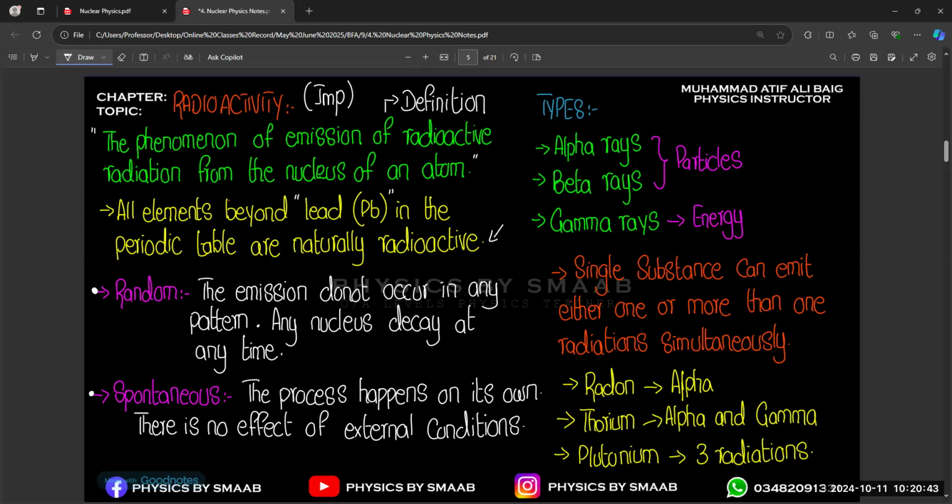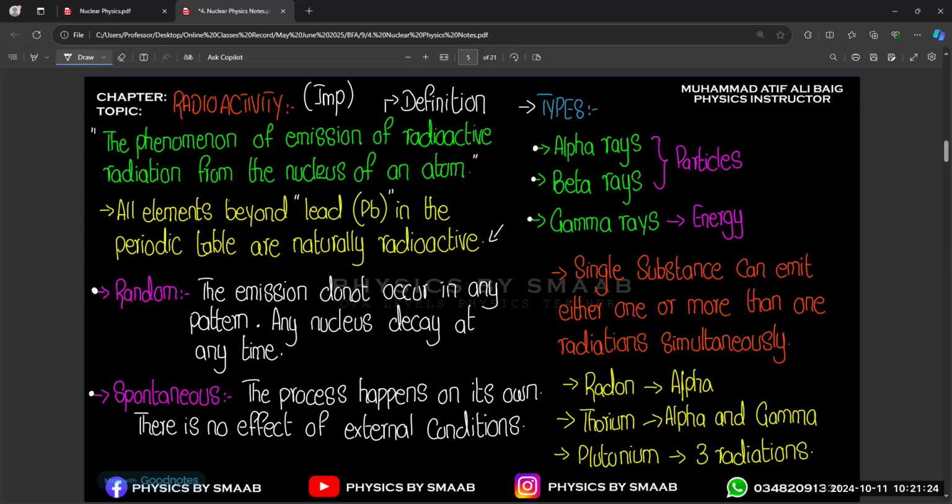This is the basic idea of radioactivity. Now, we are not going to learn names. What we are going to learn in radioactivity are the general categories. There are three types of radioactivity. The first one is alpha ray or alpha particle. The second one is beta rays or beta particle. The third one is gamma ray. So we have three different types of radioactivity.